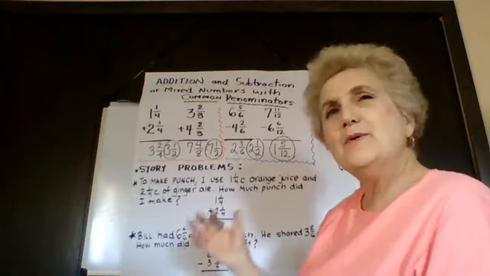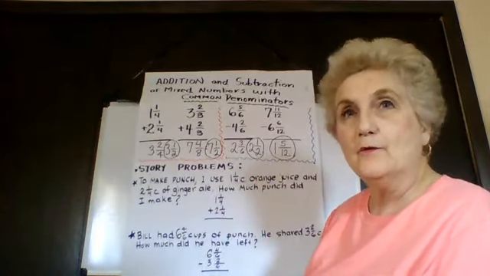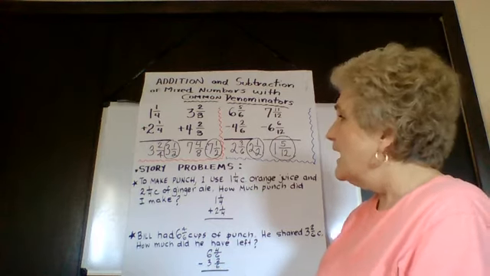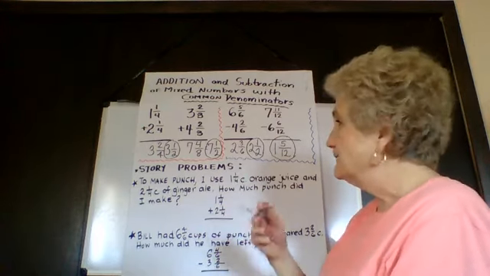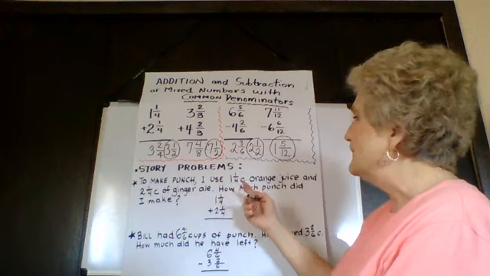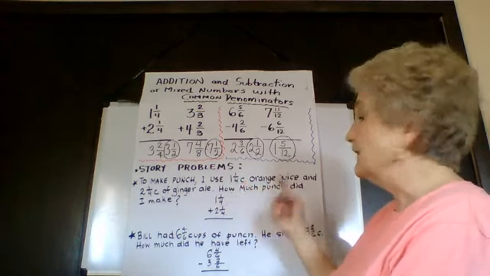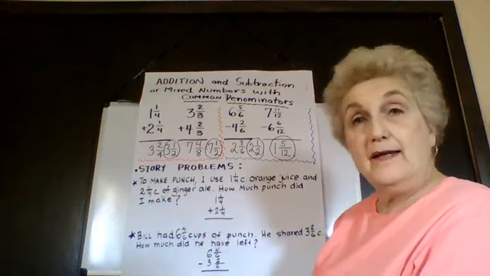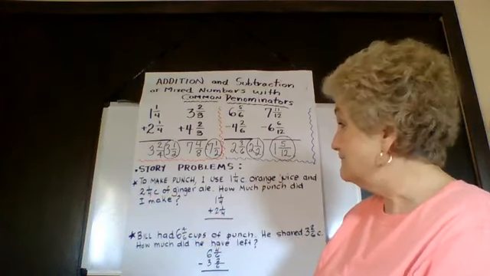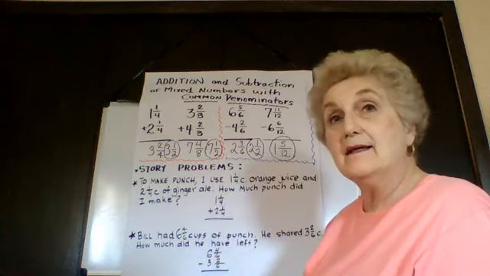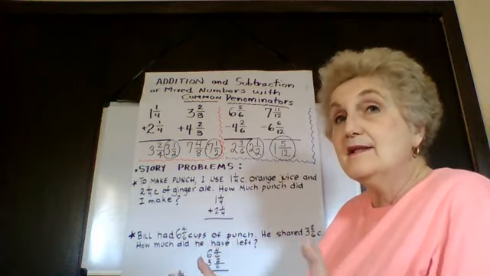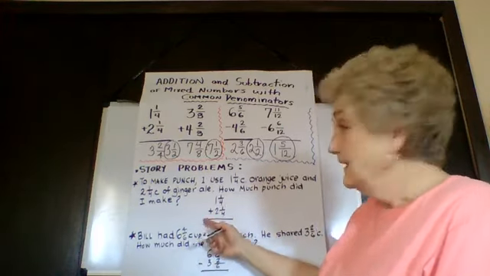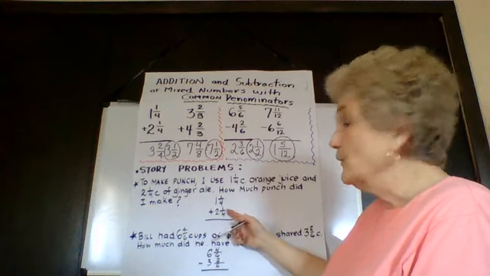Now, let's put these in a story problem situation, and then we'll stop for today. Let's say this fellow wants to make punch. To make punch, I use 1 1/4 cups of orange juice and 2 1/4 cups of ginger ale. That sounds like an interesting punch, huh? How much punch did I make? In other words, I'm putting it together. That's a sign of adding, isn't it? So 1 1/4 plus 2 1/4.